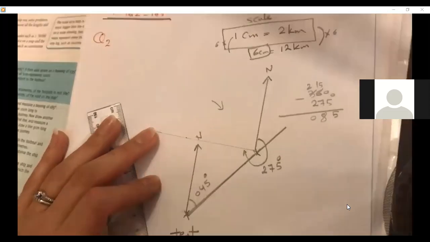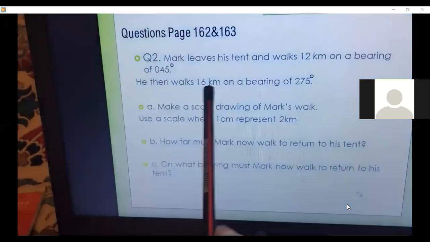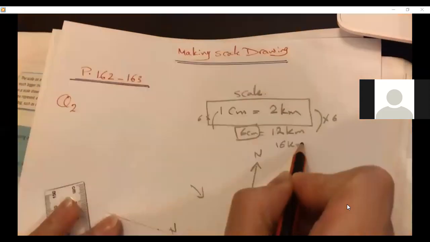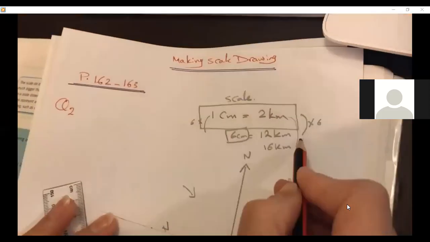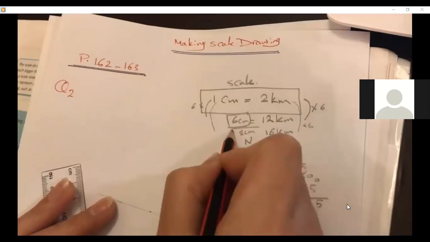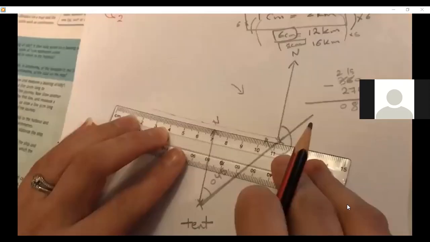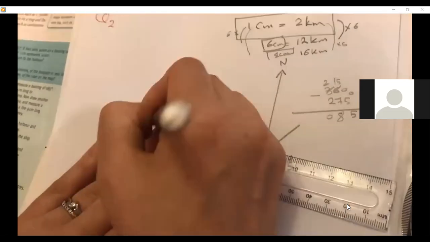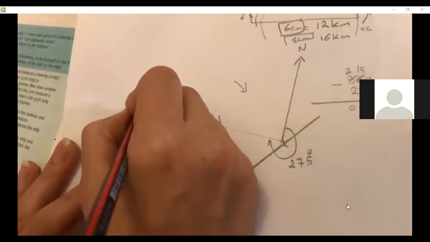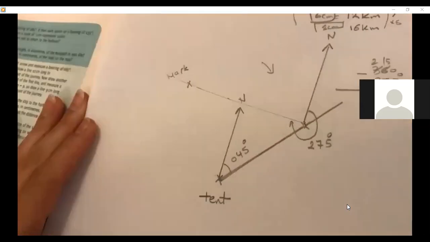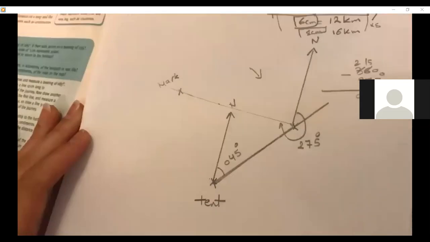So for a distance of 16 kilometers, let's go back to our scale. 16 kilometers. What did we do? We just divided by 2. So how many centimeters? Yes, they are 8 centimeters. And on your line, go by 8 centimeters exactly. And here we are. So this is where Mark is. Okay. So what did we draw so far? We just drew the map for Mark's journey or Mark's walk.